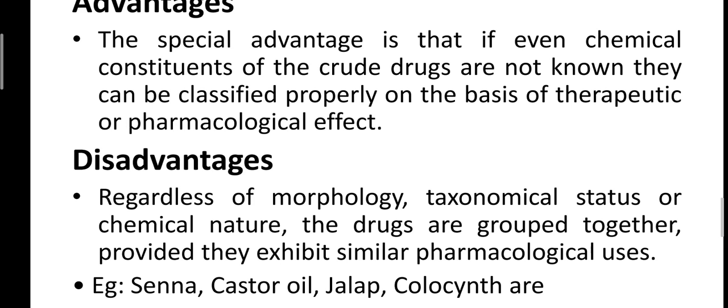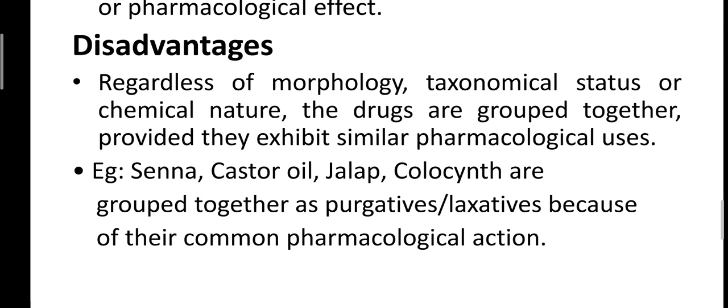Advantage: the special advantage of this type is that even if the chemical constituents of the drug are not known, they can be classified properly on the basis of therapeutic or pharmacological effect. Disadvantage: regardless of morphology, taxonomical status, or chemical nature, the drugs are grouped together provided they exhibit similar pharmacological uses. Yes, if we take cardiotonic, there are many types of cardiotonic drugs that come under it. Example: senna, castor oil, jalap, colocynth are grouped together as purgatives, laxatives because of their common pharmacological actions.